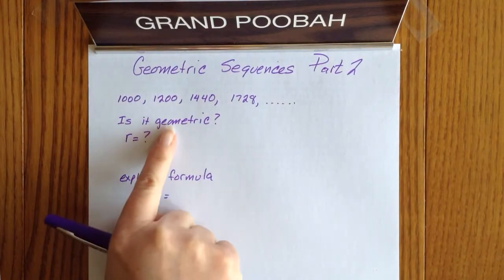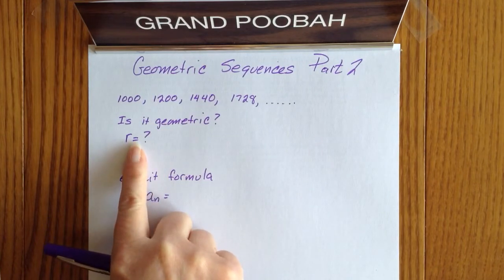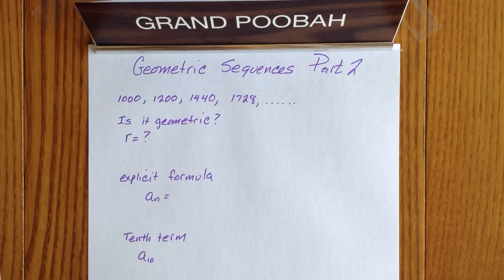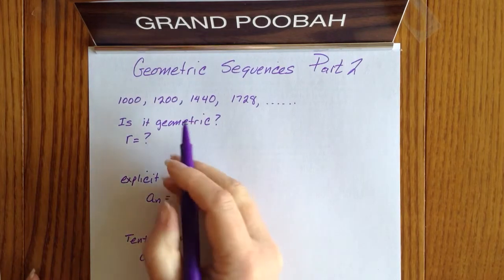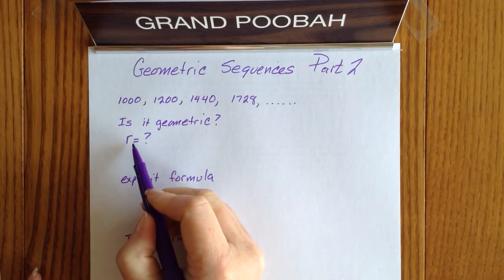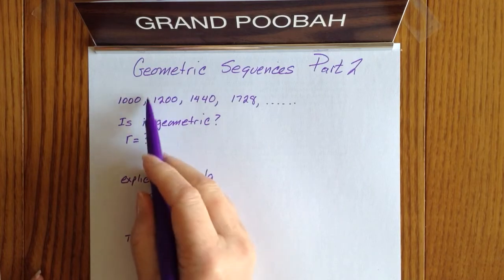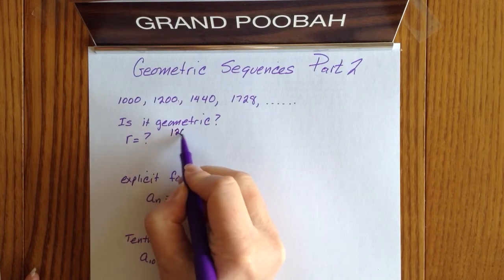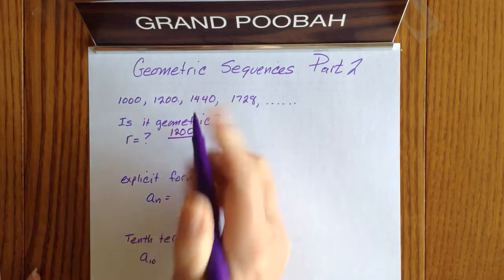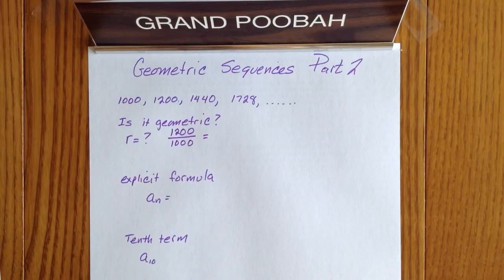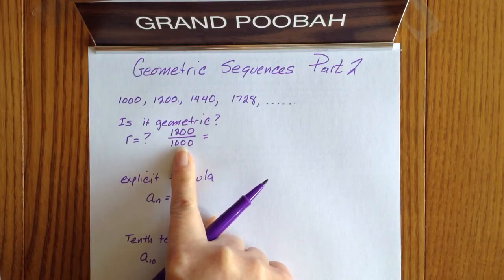If we want to know if it's geometric, what we're asking is, is there a number that we have multiplied by each time? Once again, R has a name for a reason. It is the geometric ratio, the common ratio. So we're going to form a ratio. I'm going to take any two consecutive terms, and I will take the second of the two and put it over the first of the two, and we can divide those. This, ladies and gentlemen, is a ratio.